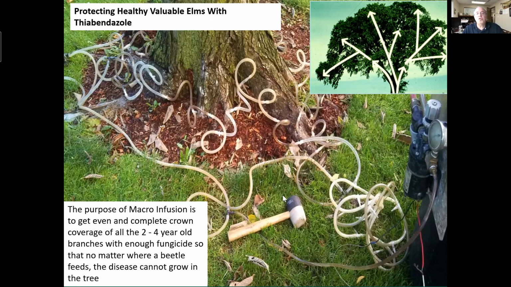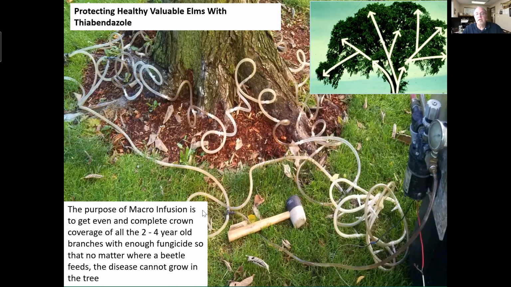And when you're treating trees, there's one purpose and really one purpose only. Everything you're doing with this treatment is about this, and that is to evenly and completely cover the crown of the tree with enough fungicide so that all the 2 to 4 year old branches are covered in case a beetle comes to feed that's carrying the fungus. If you do that, this protection is virtually 100% effective and works extremely well.